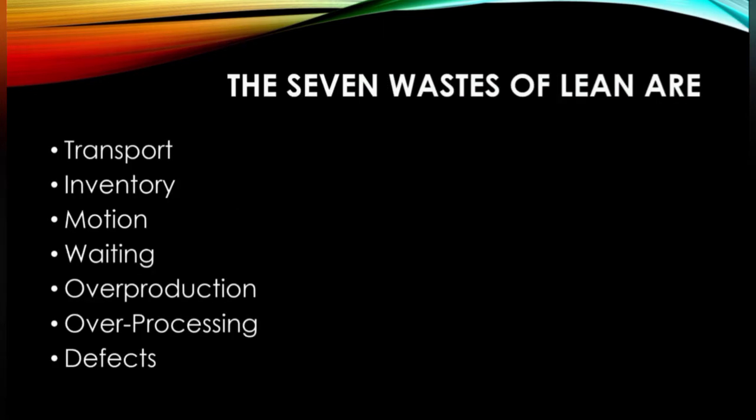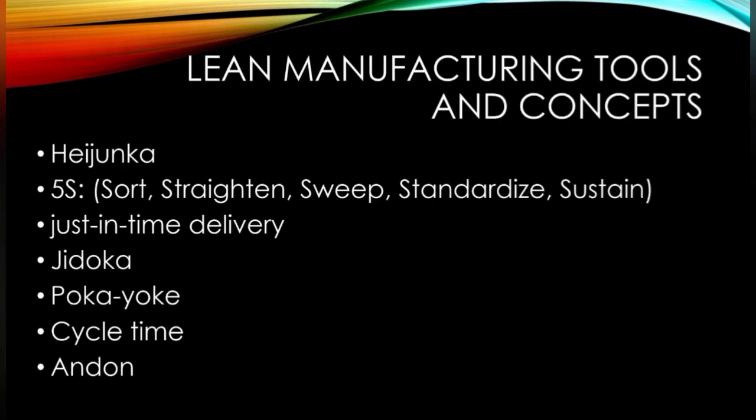Here are the 7 wastes of lean: transport, inventory, motion, waiting, overproduction, overprocessing, defects. Here are some lean manufacturing tools and concepts. Heijunka, releasing work to the plant at the required rate and avoiding interruptions.